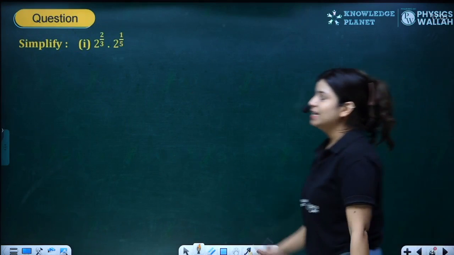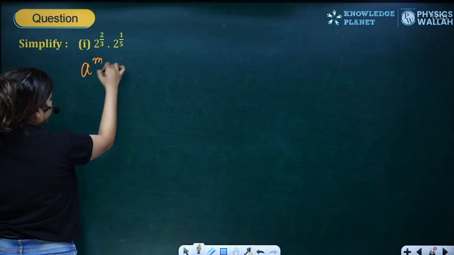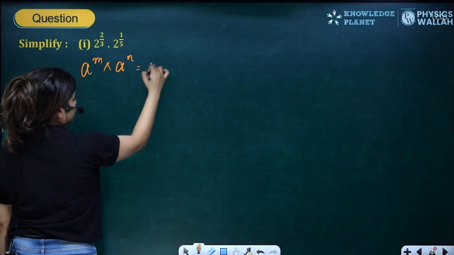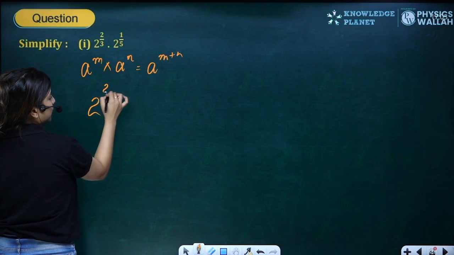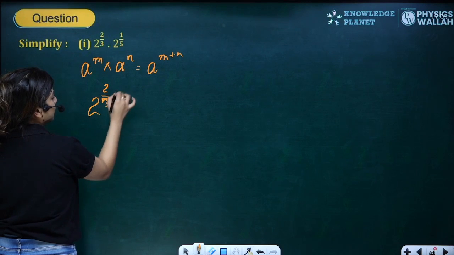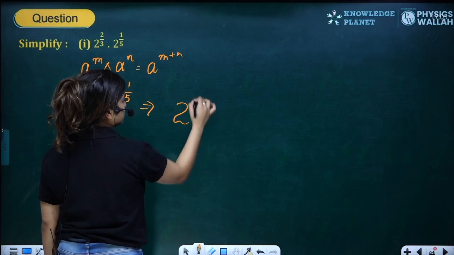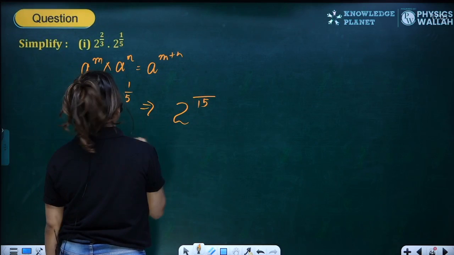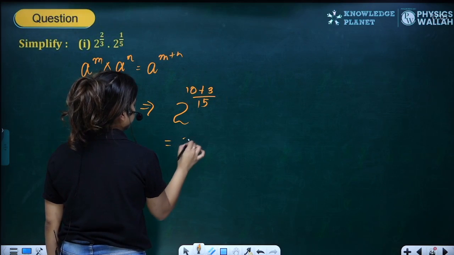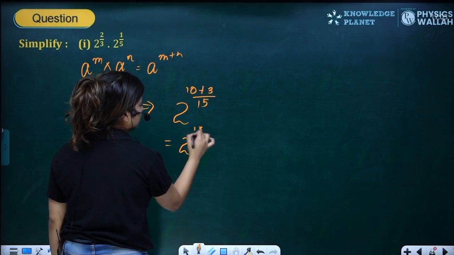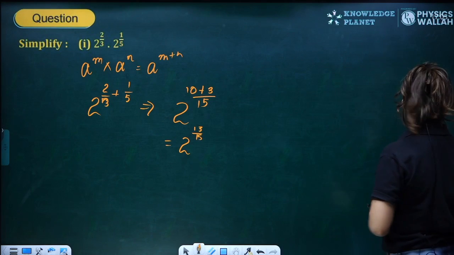Alright. Next we have what? Different powers but same bases. a to the power m into a to the power n equals a to the power m plus n. So we just simply have to add the powers. Again it's 2 and 3. So the LCM will be 15. Over here it will be 10. Over here it will be 3. So this will give me 2 to the power 13 by 15. Just take the LCM, add them up, right?